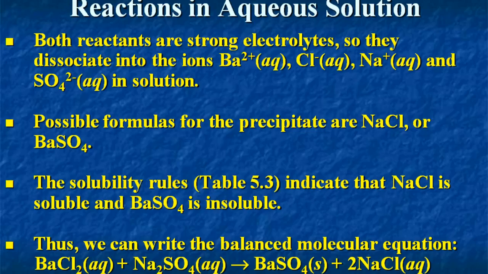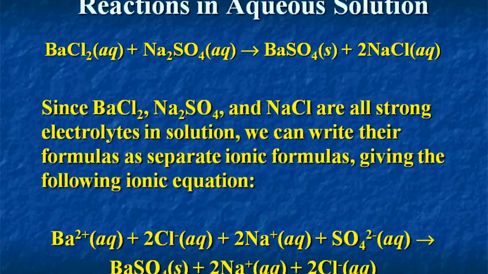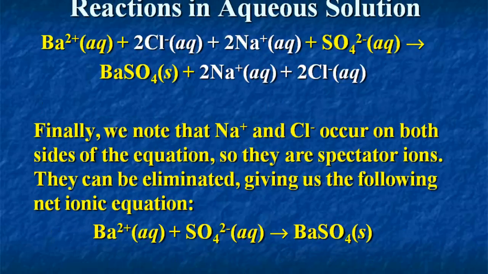Here is the slide which describes all this process we have done. So both the reactants are electrolytes, so they dissociate into ions. So possible formulas, solubility rule says that NaCl is soluble, BaSO4 is insoluble, so we get our molecular equation. This is the thought process we followed, right? The slide also shows you everything again: BaCl2, Na2SO4 and NaCl all are strong electrolytes, so they are aqueous species which we separated into its ions, and we get the ionic equation. And then we identified the spectator ions which are Cl minus and Na plus. We eliminate them on both sides and we get the net ionic equation.